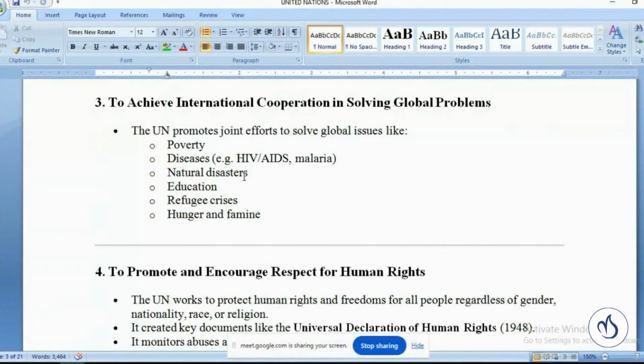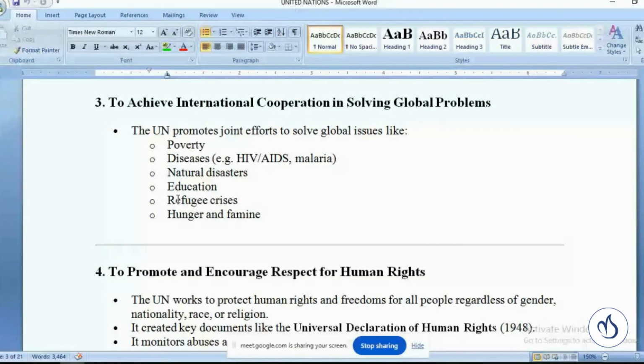We also have education. It also helps to promote education. The UN educates. It funds some schools, and it also constructs some schools. It helps them under UPE.